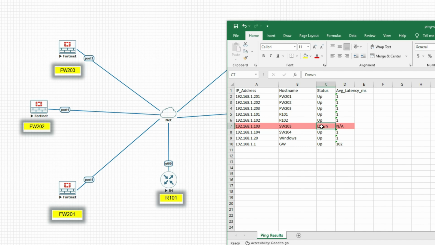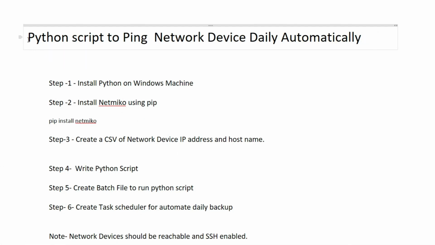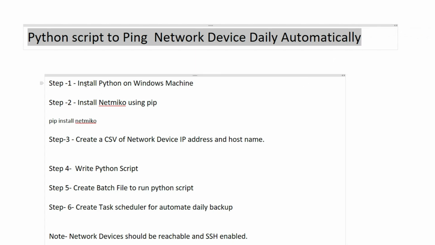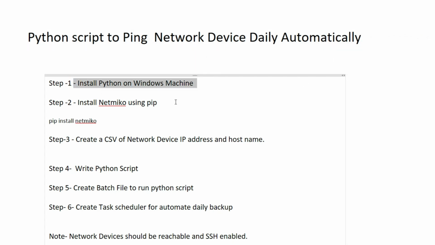So friends, let me show you how to create a script. Here are the steps. A Python script to ping network devices daily automatically. First, install Python on Windows. I have already installed Python. Then install netmiko, which I've also already installed.